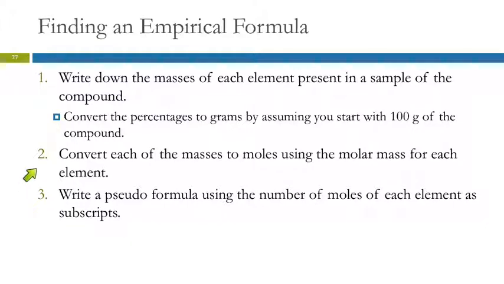Then we need to convert those masses to moles because that's a ratio that we can work with to find the formula. So that's just using the molar mass. The book says write a pseudo formula using the number of moles of each element as subscripts. You can do that. I think it's an extra step, and so I don't do that, but it's not going to hurt anything.